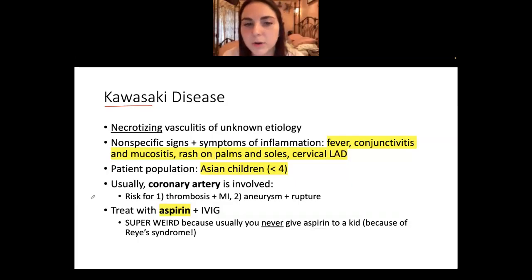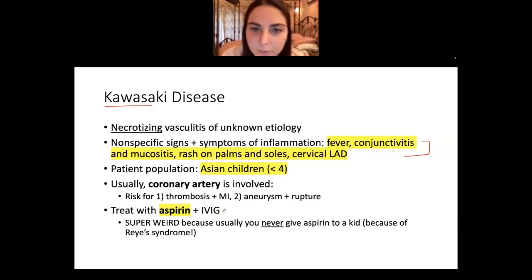And usually the coronary artery is involved. So you can get a thrombosis and then that causes an MI, or the coronary artery can undergo an aneurysm and then it can rupture. So a lot of the times, when you're doing prompts with Kawasaki, they'll talk about a 4-year-old that had a heart attack and you're like, what? But a lot of the time, that's if you let it go. You don't treat it properly. You see these signs and symptoms and you let it go.